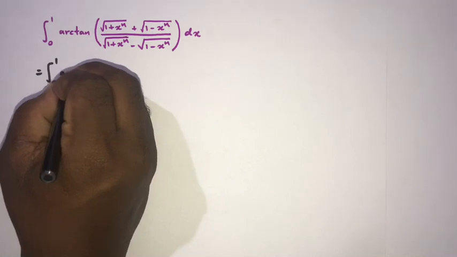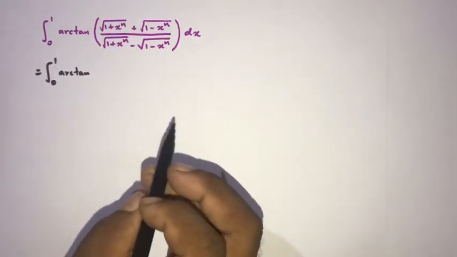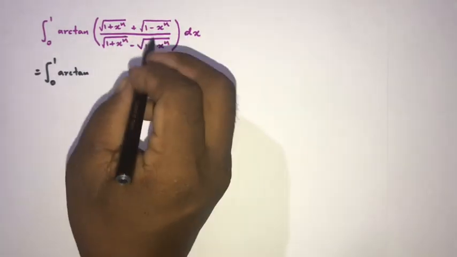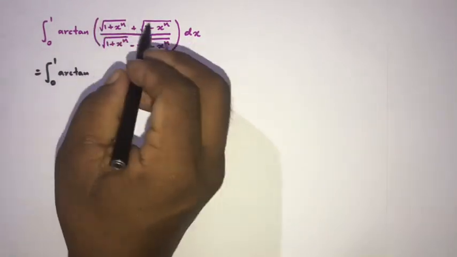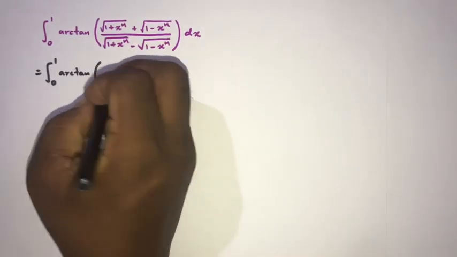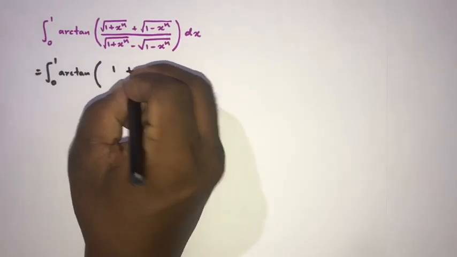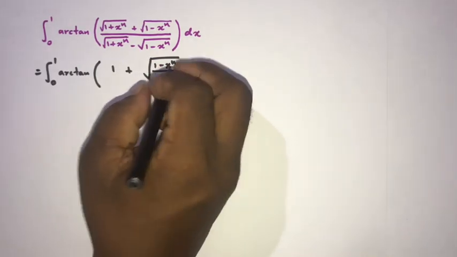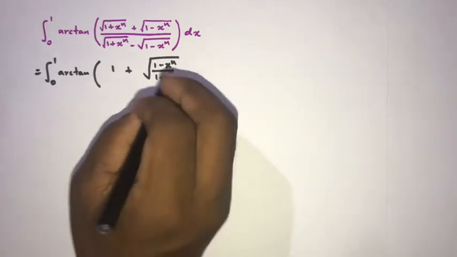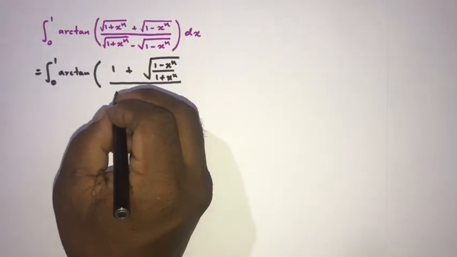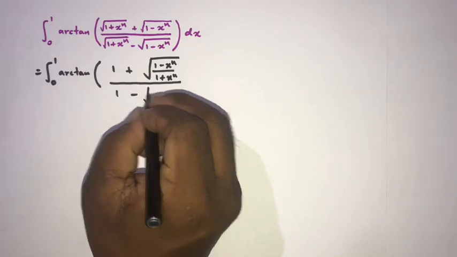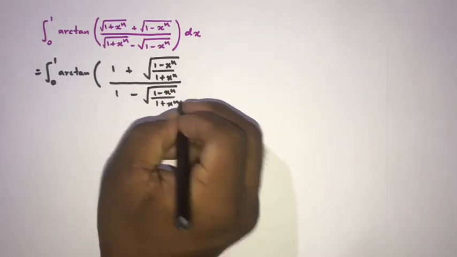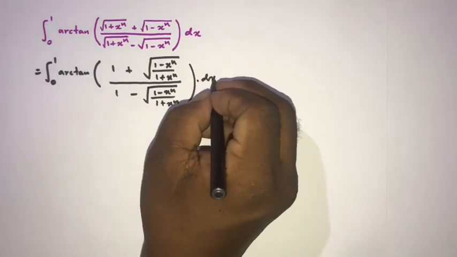here arctan of. Now, I am going to divide both numerator and denominator by the square root of 1 plus x to the n. So, we can write now this is equal to arctan of (1 plus the square root of (1 minus x to the n over 1 plus x to the n)) over (1 minus the square root of (1 minus x to the n over 1 plus x to the n)) dx.